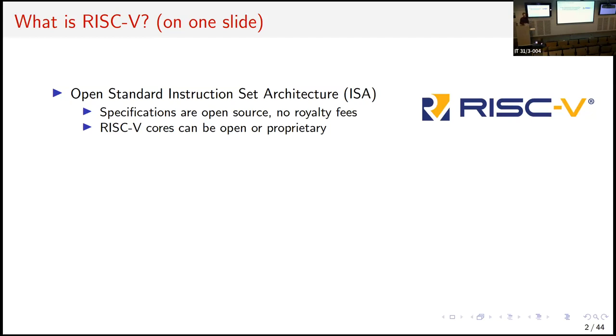can either be open or proprietary, where of course, if a company invests significant R&D effort into something, then probably they want to sell it. So they won't make the most performant one open source.